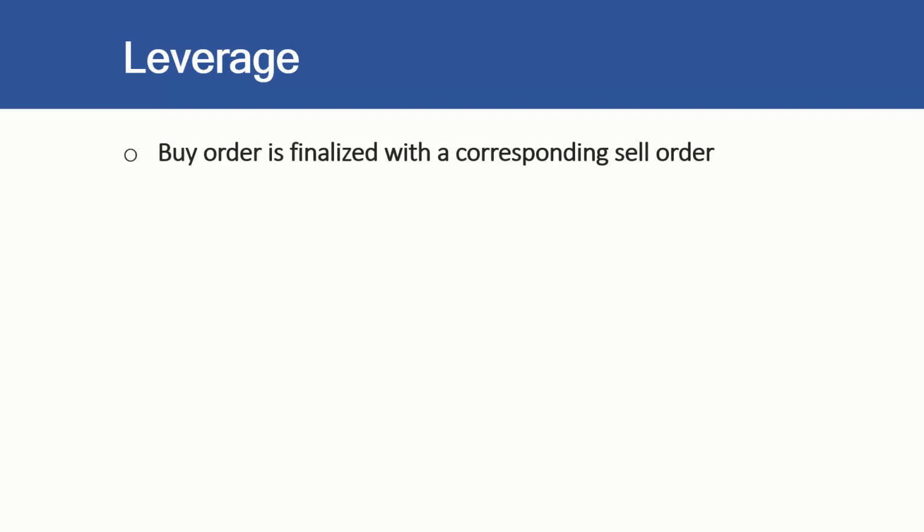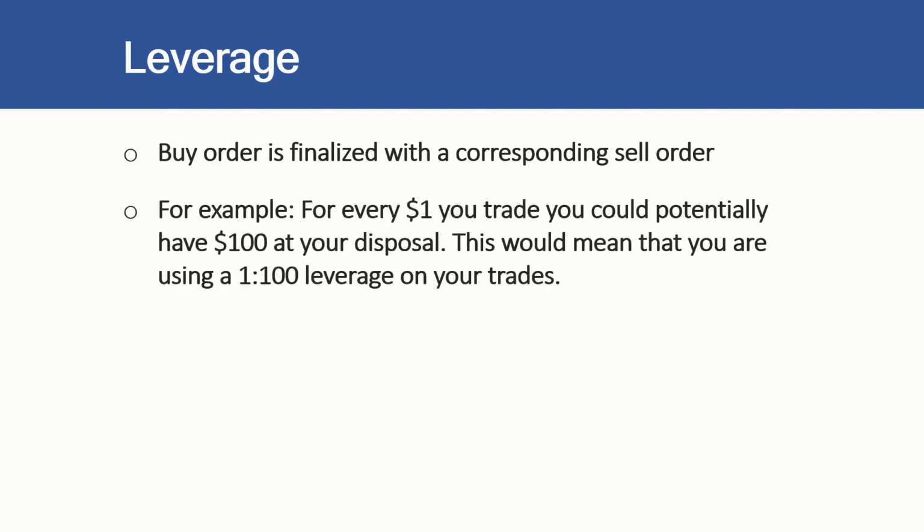In Forex trading, there is a large potential to make money because you are trading using your broker's money. When you buy a currency pair, you do not own it. This is not like going to an exchange and physically changing your US dollars to euros. When you buy a currency in Forex, there has to be a corresponding sell to complete your order. This is because in Forex you trade using leverage. For example, for every $1 you trade, you could potentially have $100 at your disposal. This would mean that you are using a 1-to-100 leverage on your trades.